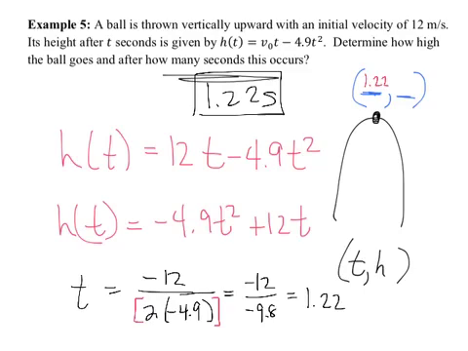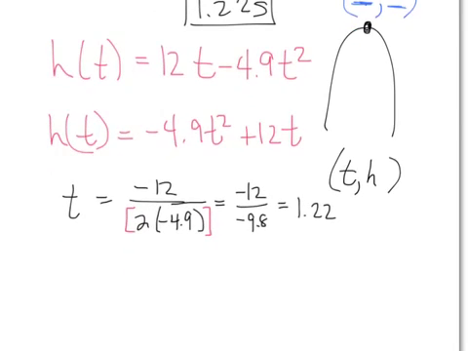All right, 1.22 is the time it takes. Now, we want to know what is the max height. We've got the x-coordinate. What should I do to it? Plug it in. Plug it back in and get the height. So let's find the height at 1.22. 12 times 1.22 is 14.64. Okay, you plugged it in there. Just give me the answer.